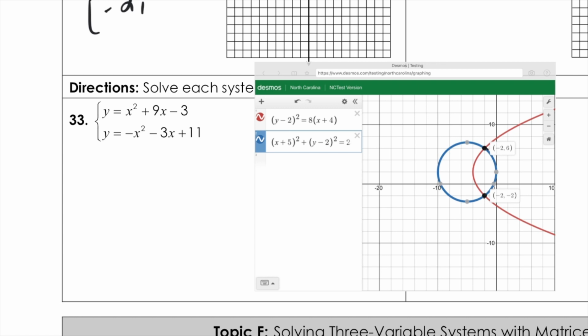So I have a green parabola and I have a blue parabola. Since they intersect twice, I have two solutions. Those solutions are (-1, 7) and (-7, 17). So those are pretty foundational.